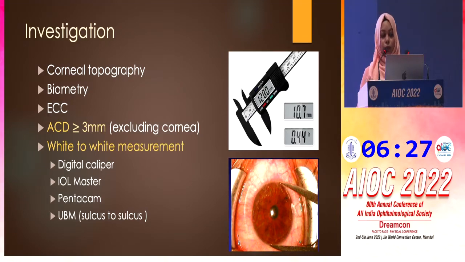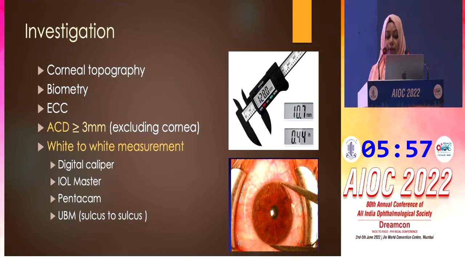So an array of investigations has to be done: the corneal topography, biometry, endothelial cell count, and the last two, which are the most important, the anterior chamber depth. It should be, for starters, about 3 mm. But once you are in the habit of using ICL, it can go down to 2.8. But ACD is important, and the next is the white to white measurement. I use the digital caliper to measure the white to white, and you can cross-check this value with the IOLMaster or the Pentacam white to white.